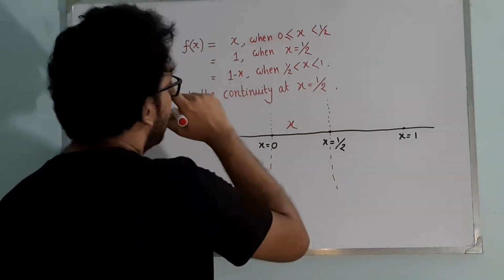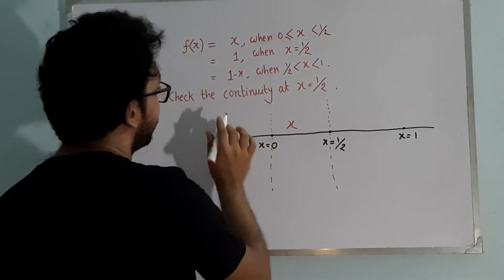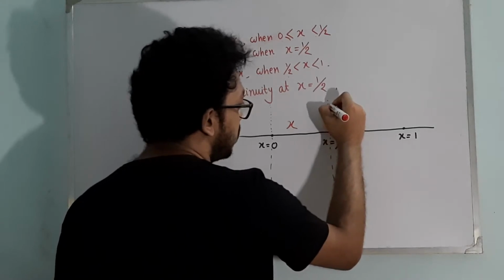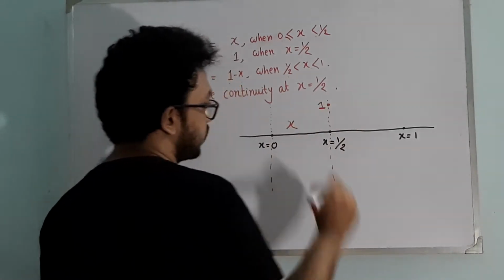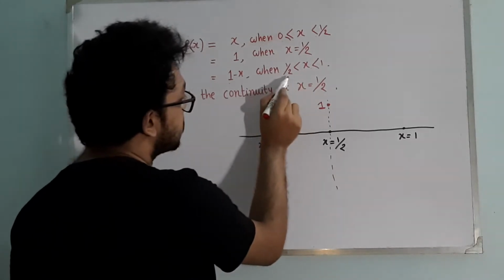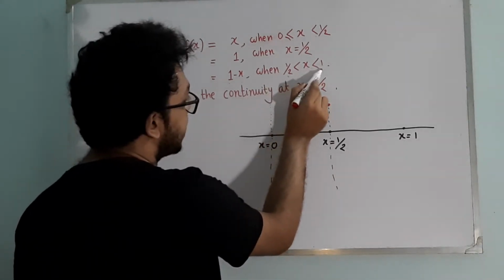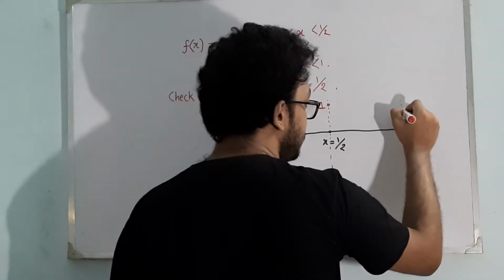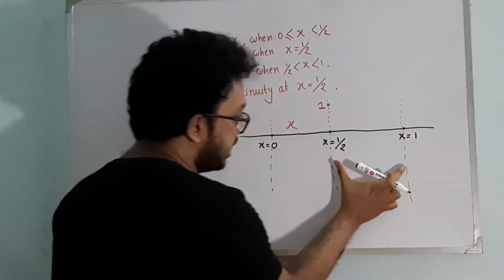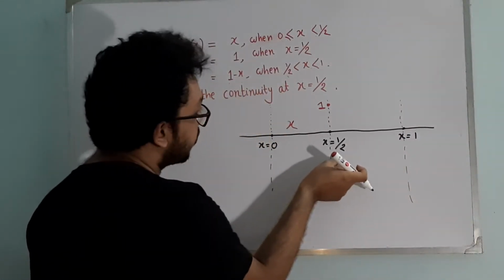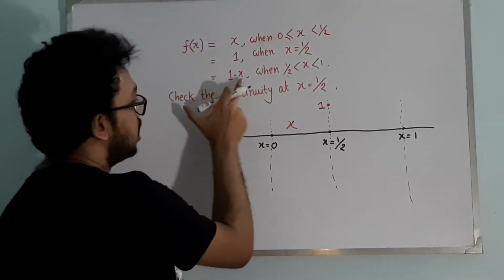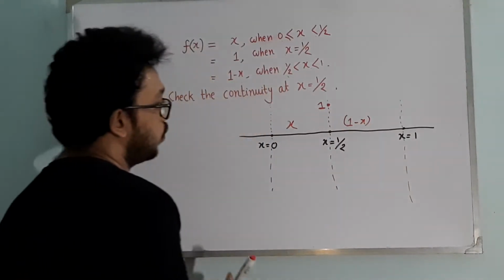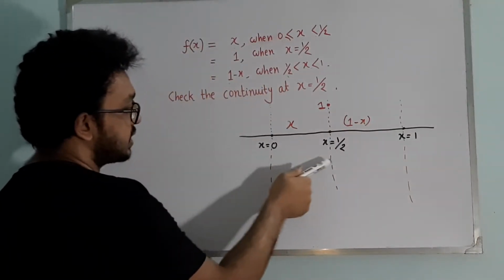And you see that when x is equal to half, the value is 1, right? So at x equal to half, the value is equal to 1. And when x is strictly greater than half and strictly lesser than 1, then f(x) is equal to 1 minus x, right? So in this interval, when x is varying from half to 1, f(x) is equal to 1 minus x, right? So that's all the problem says.